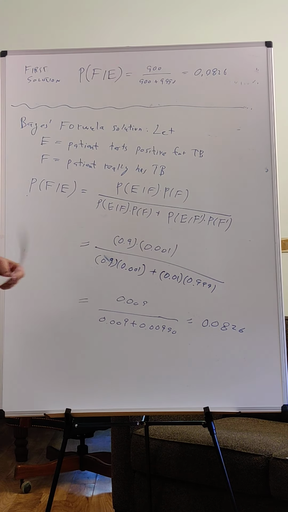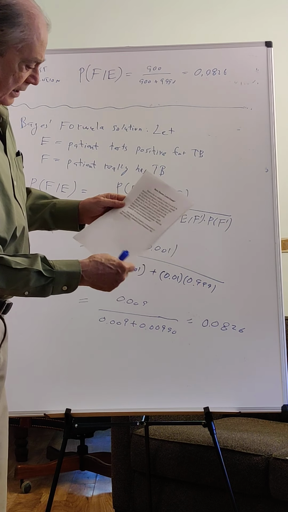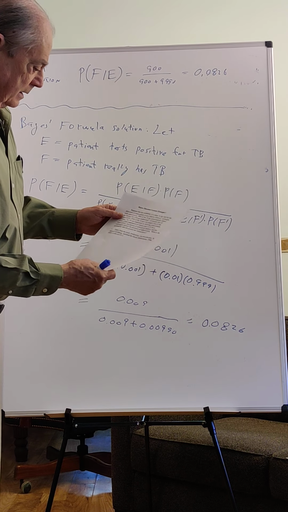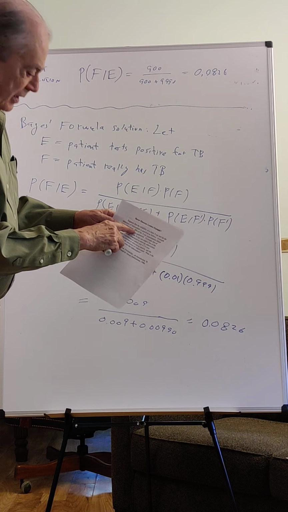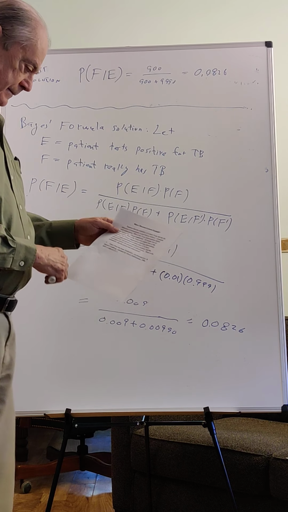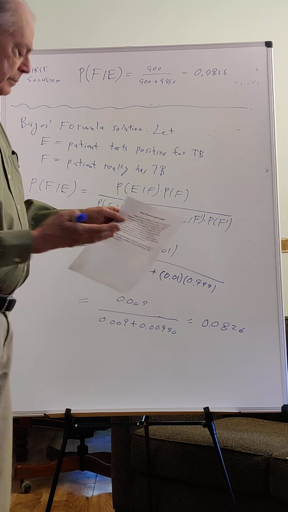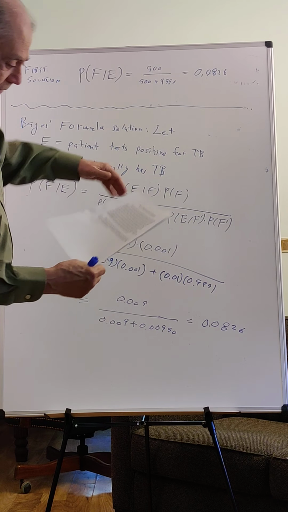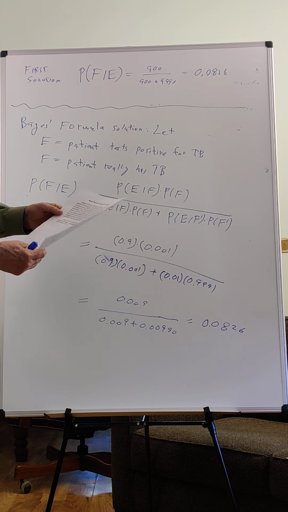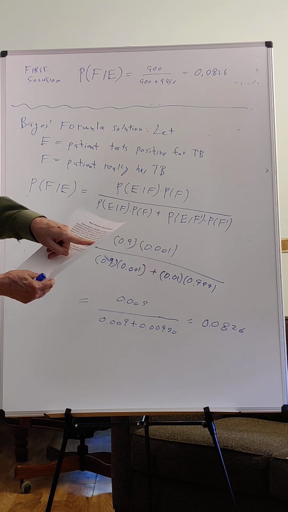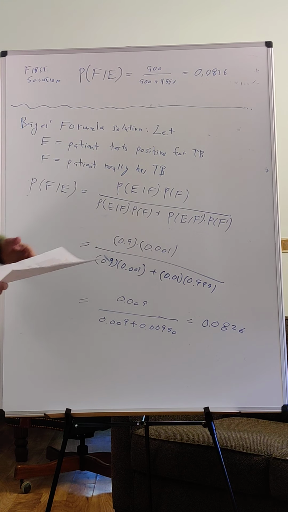So in this particular example, we have the 90% and the 99%, which seem close to 100%. These look like good tests, but we have very low incidence, and only one person in 1,000 has TB. That's our assumption.